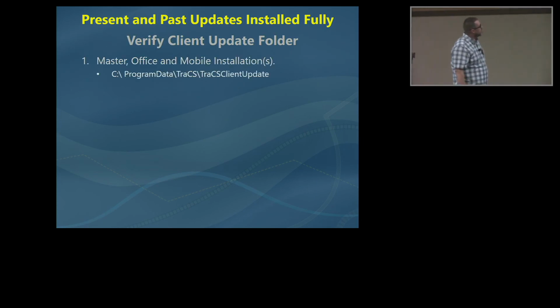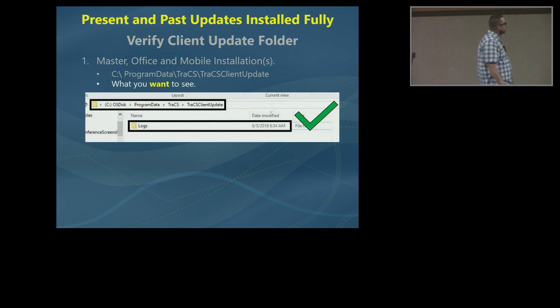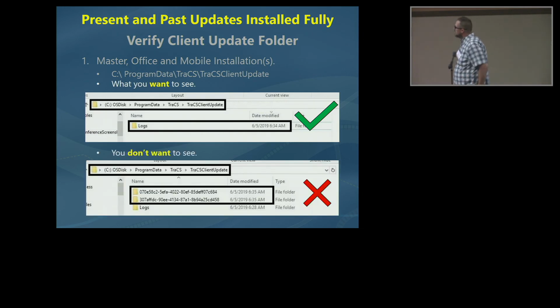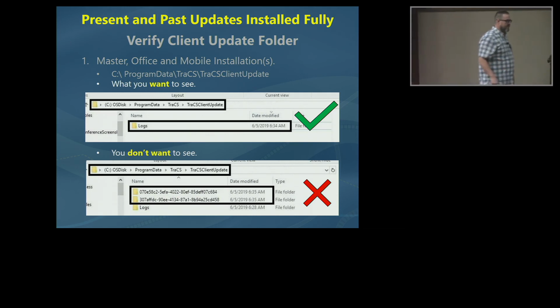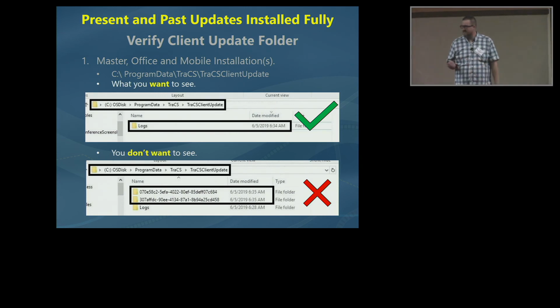Okay, so verifying that client update folder, that's what we want to see. That's good. That's nothing in there but logs. If we see stuff like this, we got a problem. These could be updates that have never fully processed. And you might not know it, but then 3 months later we release a pack and this machine updates and it updates those properly, but these guys just stay there.